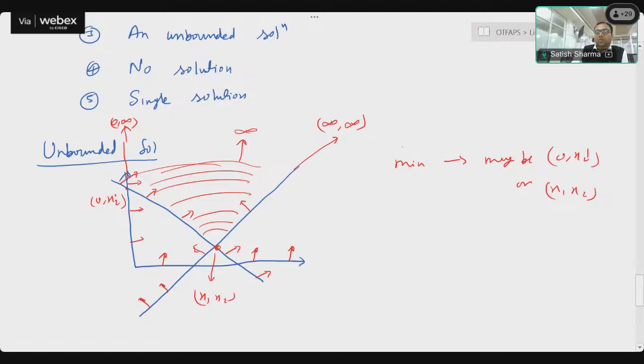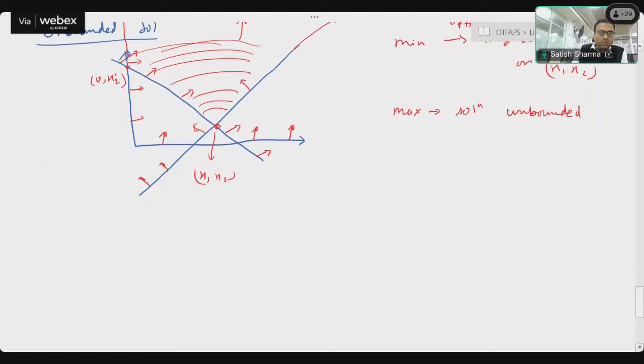Okay, so the optimal solution is maybe 0 x2 dash, because here the solution will be minimum, but at infinity it won't be possible, and the solution is undefined. But if I make the objective function maximization, the solution is unbounded, that you can go whatever distance you want, and your feasible region is unbounded. So in this case, this is the case of unbounded solution.